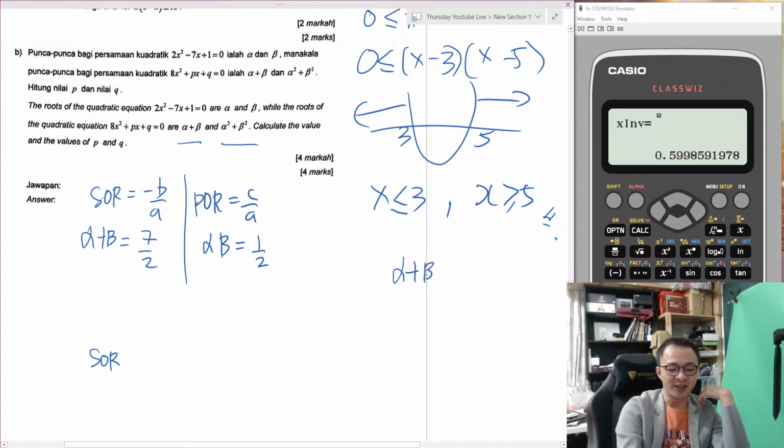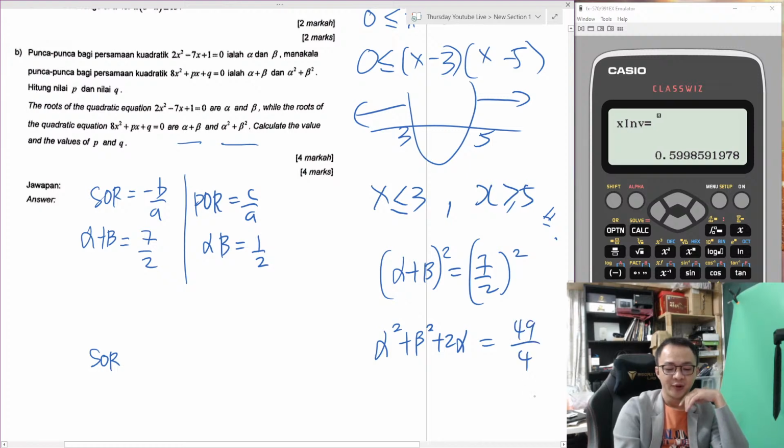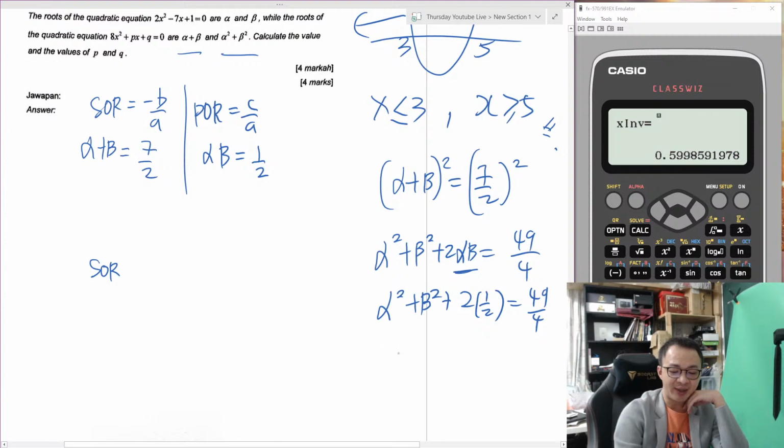So what I want to do is take the alpha plus beta here and square both sides. I get alpha square plus beta square plus 2 alpha beta equals 49 over 4. I have 2 alpha beta here, and alpha beta equals 1 over 2. So alpha square plus beta square plus 2 multiply 1 over 2 equals 49 over 4. Then from here I can get my alpha square plus beta square, which is 49 over 4 minus 1, so it becomes 45 over 4.